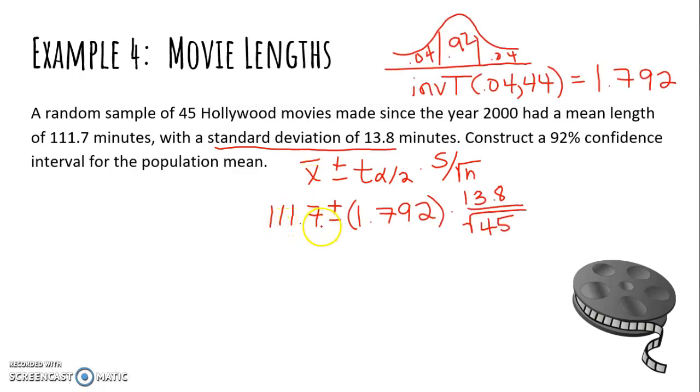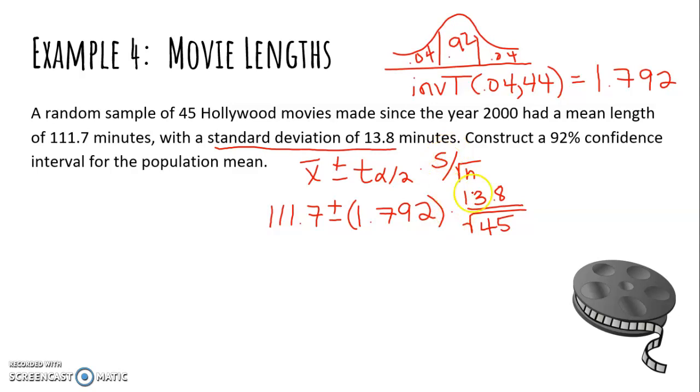So I'm going to fill in the formula here. So x bar is 111.7. Our critical value, it wasn't on the chart. 92% wasn't on the chart, so I had to do invT. So 92% is in the middle, 4% on either side, because together it makes 1. So we want this number for the critical value right here. invT 0.04, degrees of freedom 44. You get 1.792. Now I realize some of you do not have that capability on your calculator, and that's okay. I'm not going to give you a test question that has a critical value that is not on the table.